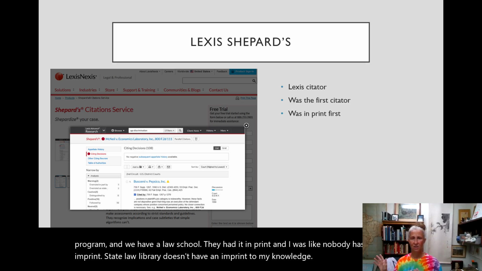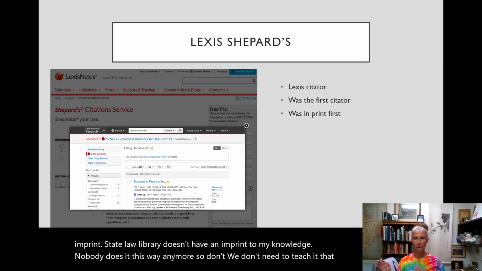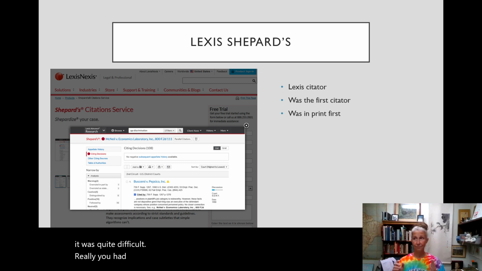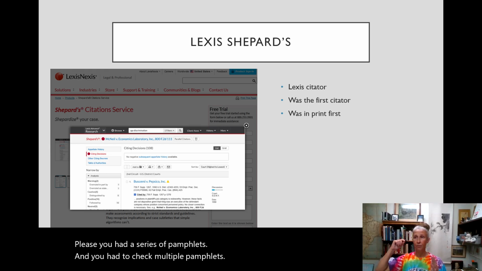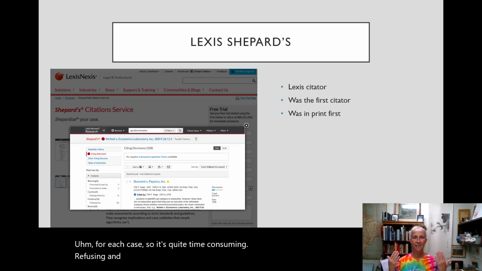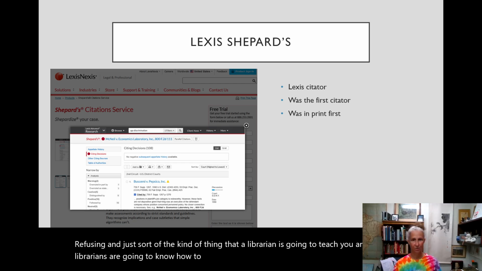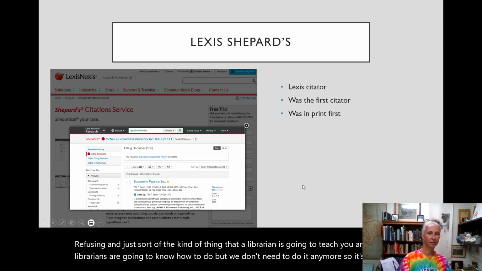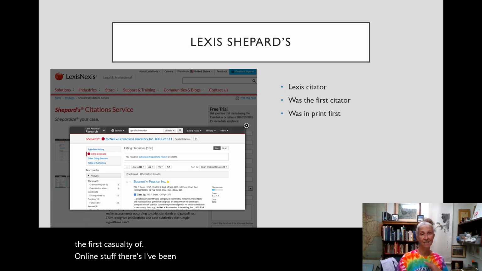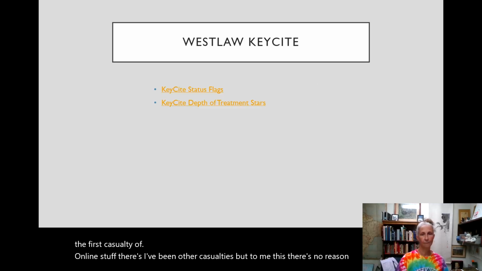Nobody does it this way anymore, so we don't need to teach it that way anymore. And it was quite difficult. Basically, you had a series of pamphlets, and you had to check multiple pamphlets for each case. So it's quite time consuming, confusing, and just the kind of thing that a law librarian is going to know how to do, but we don't need to do it anymore. So it's kind of the first casualty of online stuff. There have been other casualties, but to me, there's no reason to do this in print anymore.